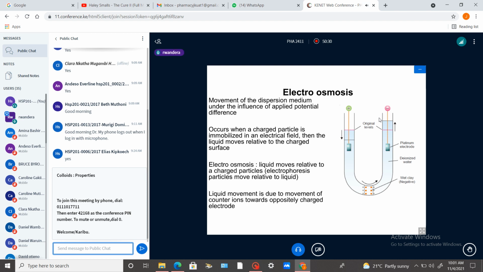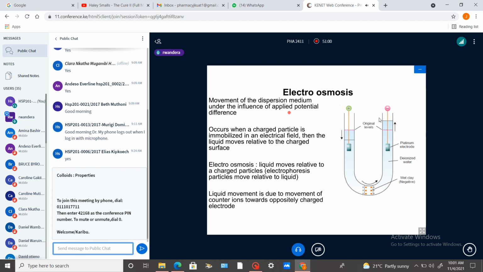Now the second aspect of electrokinetic phenomena is what we call electroosmosis. Now electroosmosis, in this case, is the dispersion medium that moves under an applied potential difference. Your dispersed phase particles remain stationary, but in this case, the dispersion medium moves.